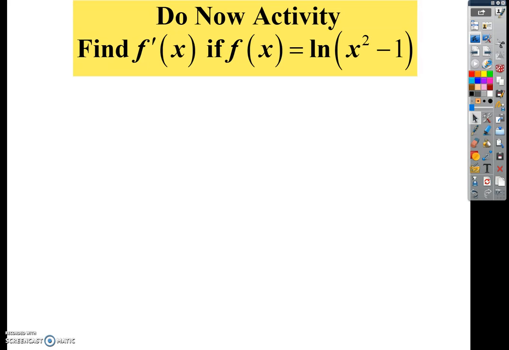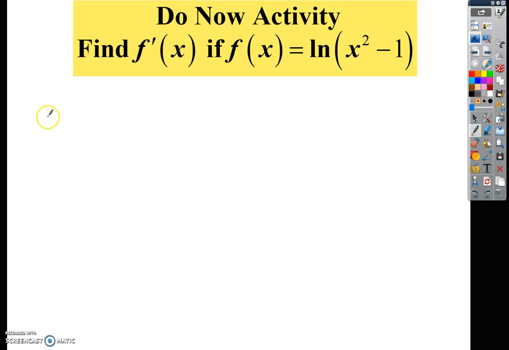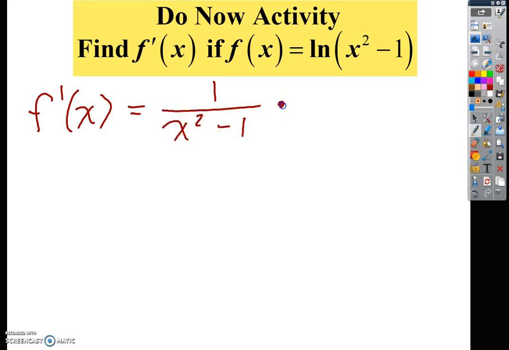So f prime of x, if f of x equals the natural log of x squared minus 1. So it's pretty straightforward. We know that we're going to just take the derivative of natural log as 1 over the argument, so x squared minus 1, times the derivative of the argument, which is 2x. So that leaves us with 2x over x squared minus 1. And that is our derivative.